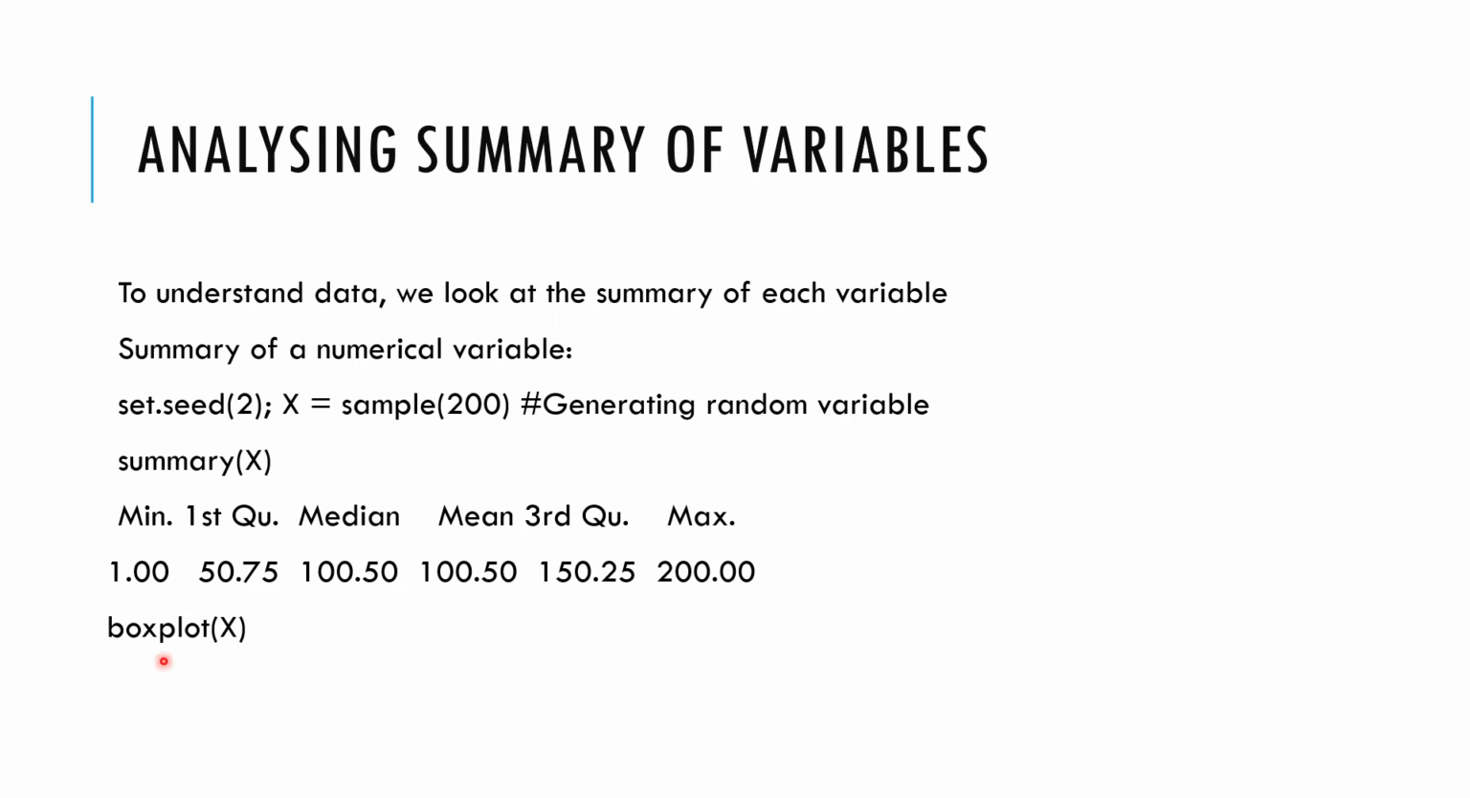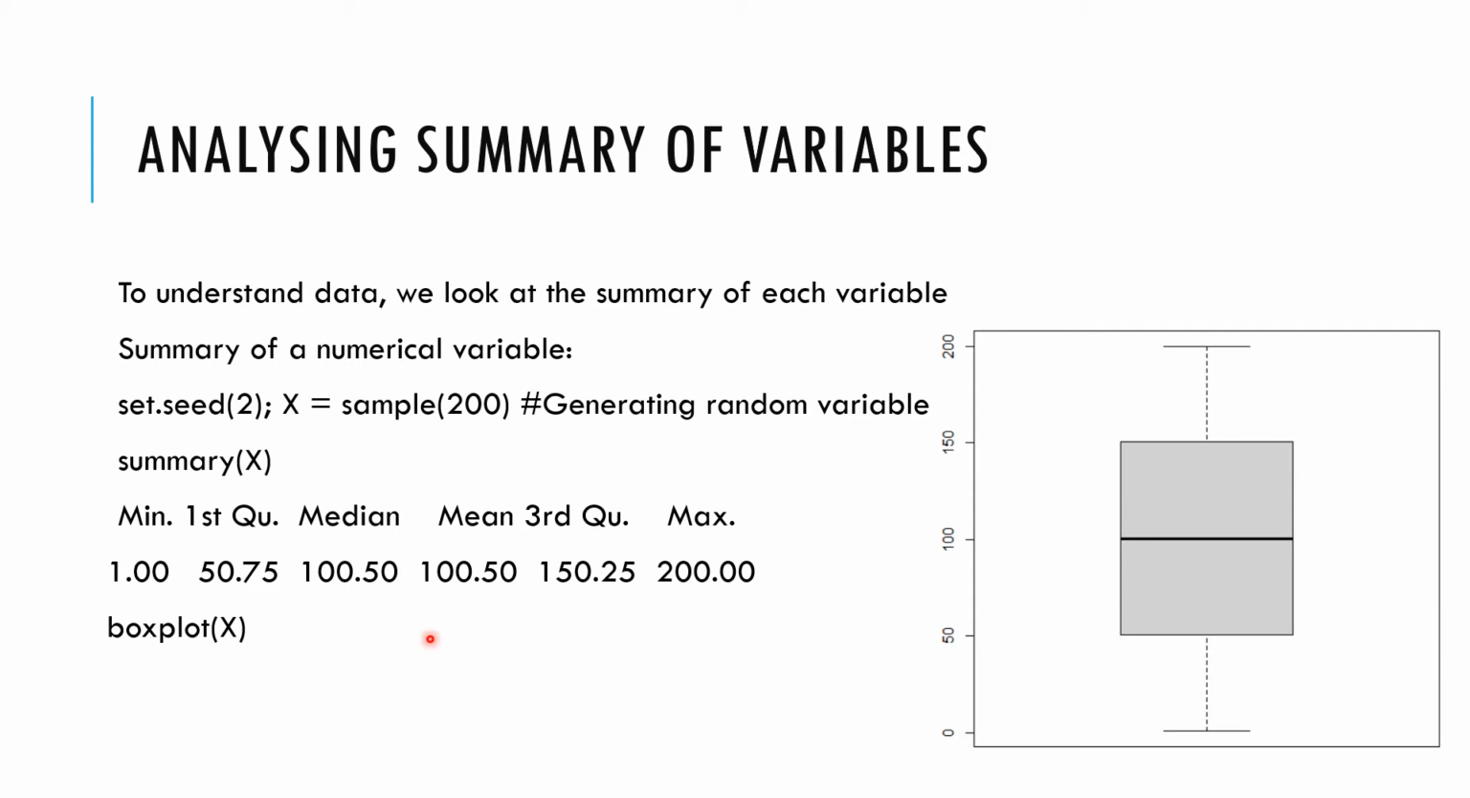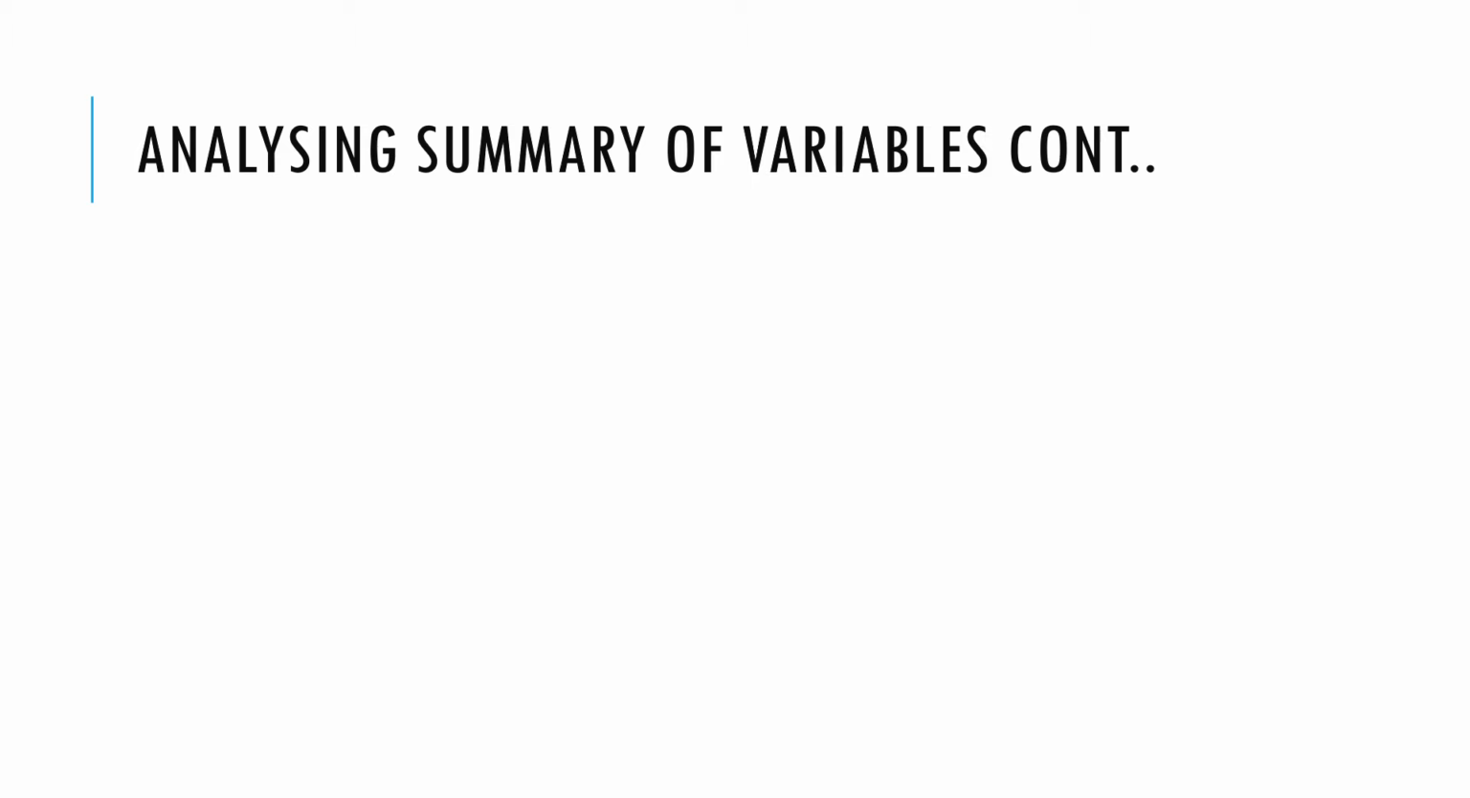We can also do the box plot of this numerical variable to look at the graphics of this variable. You see this box plot, and this line represents the median, which is 100.5 here. This represents the third quartile, which is 150.25, and this is the first quartile, which is 50.75, and this entire range is the IQR, interquartile range, as we discussed earlier. So we'll continue with the summary part.